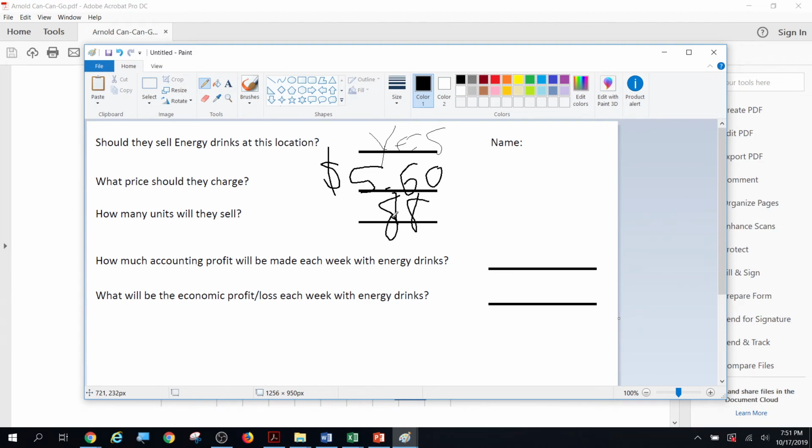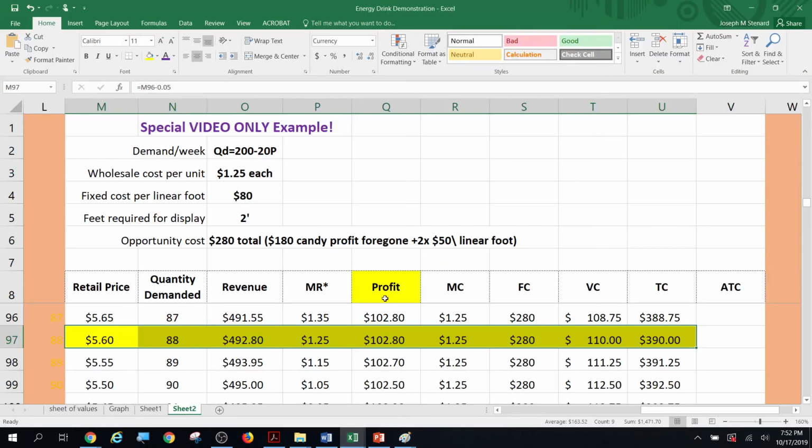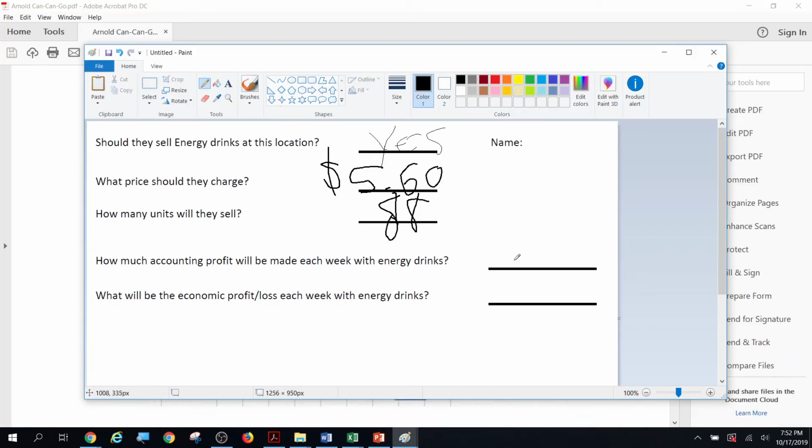How much accounting profit will be made each week with energy drinks? I think that was 102. We got to go back and look at it. And let me see, 560. It was going to be 102.80. Very good. So how much accounting profit and how much economic profit? Oh, well, we got to figure that out.